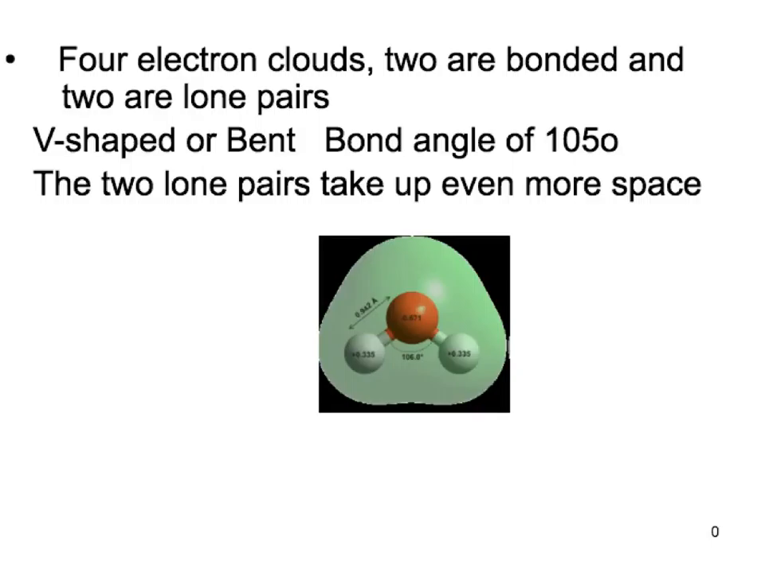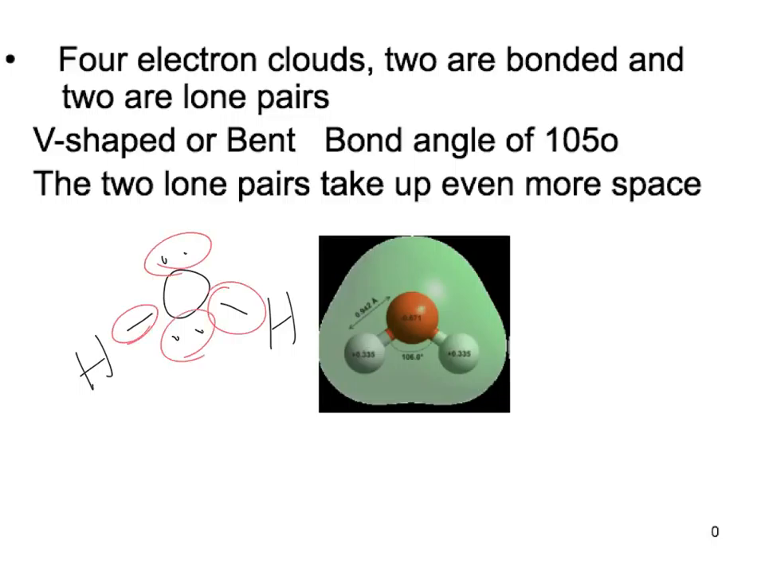Going on with 4 electron clouds, 2 are bonded, 2 are lone pairs. That would be like water. And again, you definitely want to build these. But that's 4 clouds, 2 are lone pairs, 2 are bonded. This is a V-shape or bent, bond angle of 105. And again, you're going to want to build that or visualize it. So those are the 3 of the 4 clouds that are on your cheat sheet. So you should kind of follow along there.